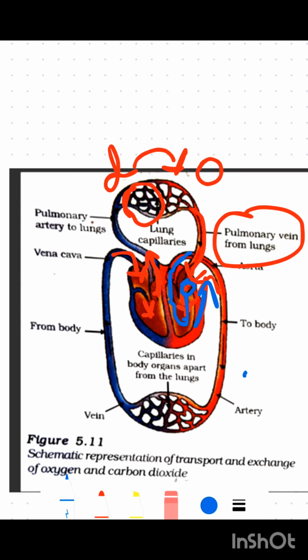The aorta will divide into many arteries, many capillaries, which will pump the blood towards all parts of the body. Through the arteries, see, arteries will carry the oxygenated blood.